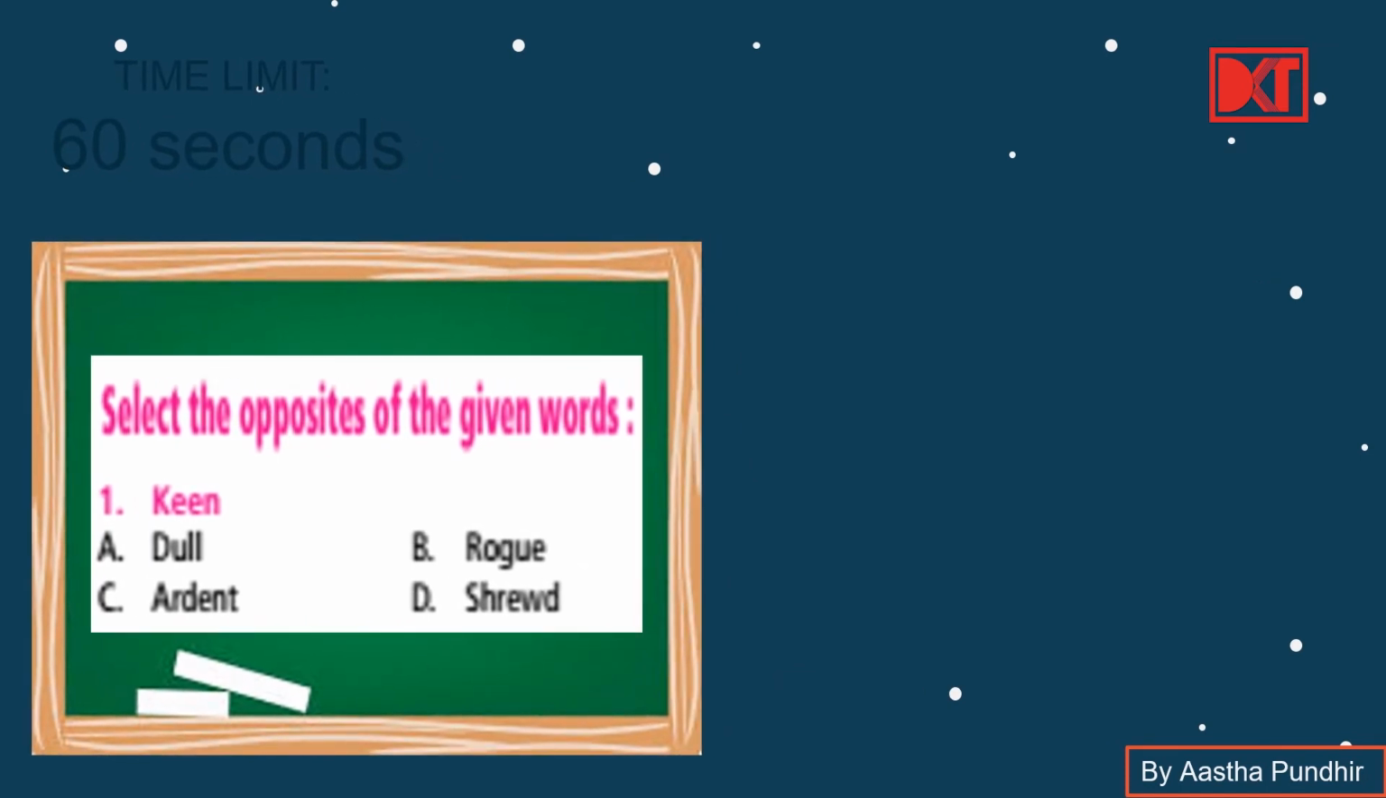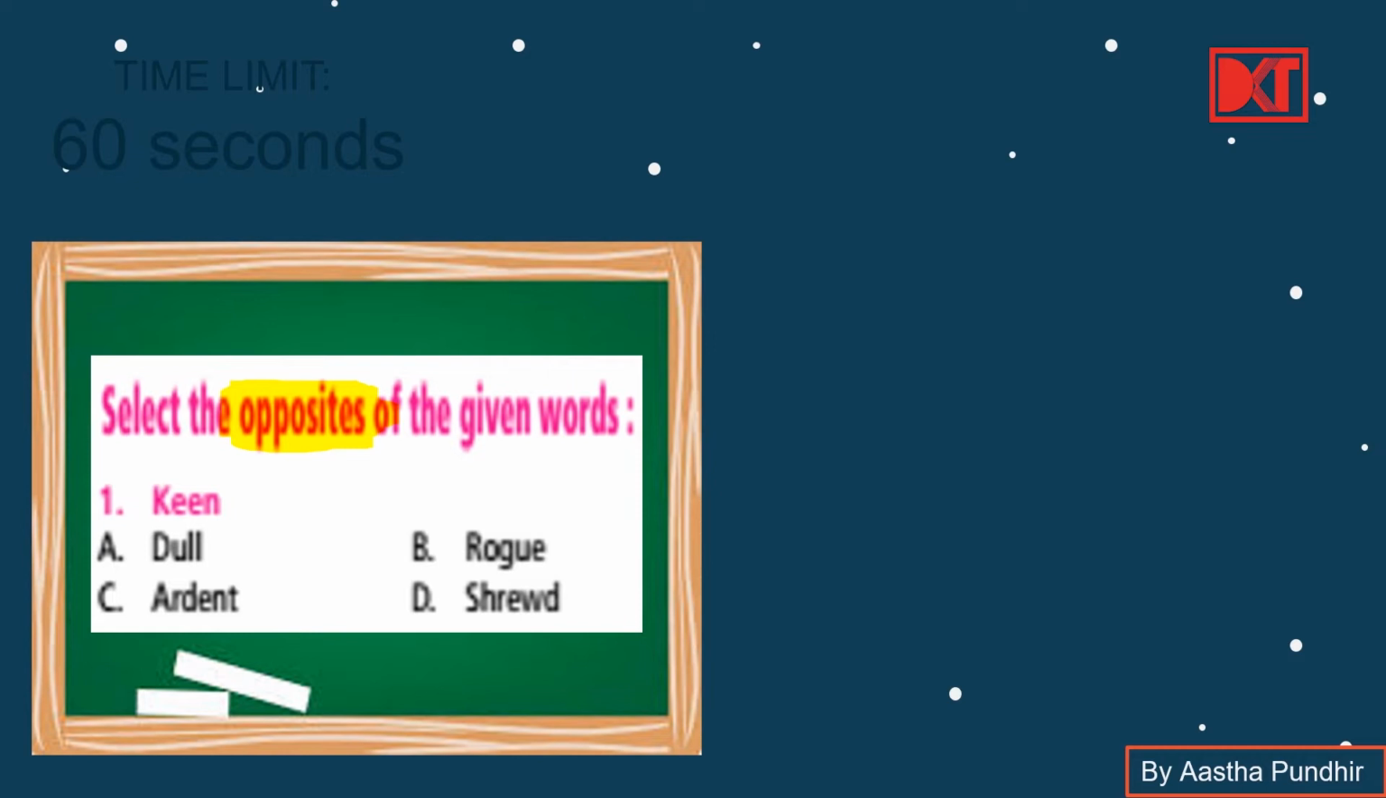Now we start off with our questions on antonyms. So here the first category of question says, select the opposite of the given words. Antonyms are what? Opposites. The words which mean the opposite. We will be given a word, and from the options we have to choose the word which means the opposite of the given word. Alright, so let's start. Now here the first word is keen. And the options we have are dull, rogue, ardent, or shrewd.